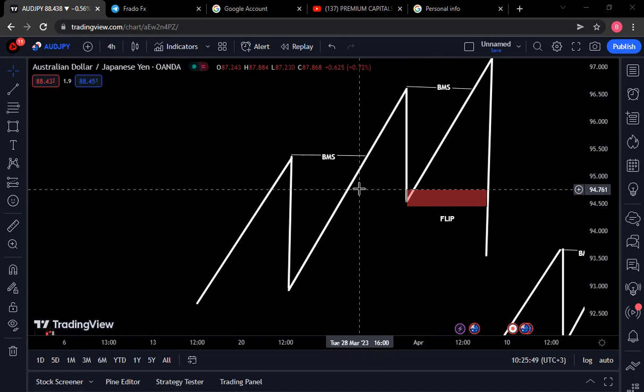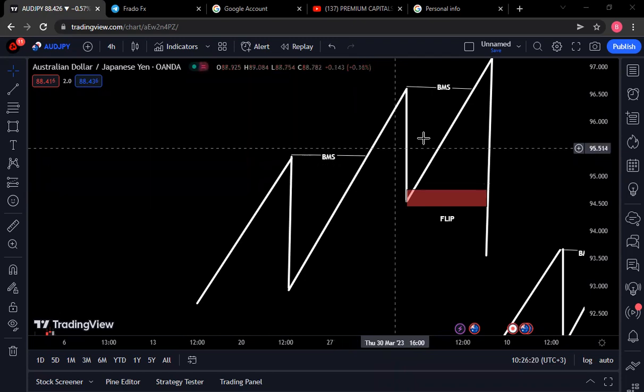Okay, so I'm going to show you the meaning of FLIP. Most people confuse FLIP and CHOCH. These are two different things. Today I'm going to show you what a FLIP is, and in the next video I'm going to show you the difference between FLIP and CHOCH. CHOCH is one of the signs of reversal, and it differentiates between supply dominance and demand dominance.